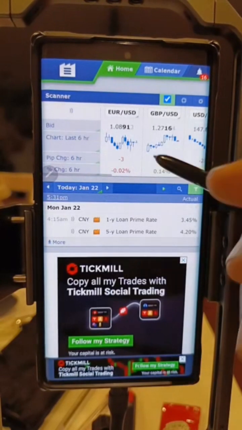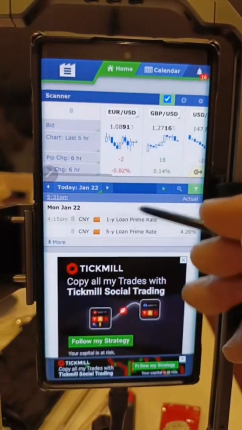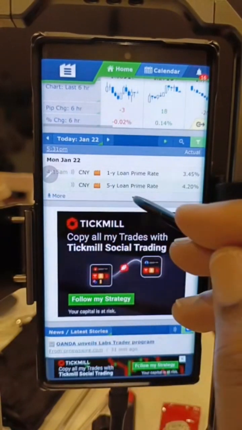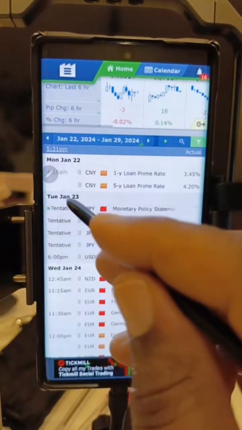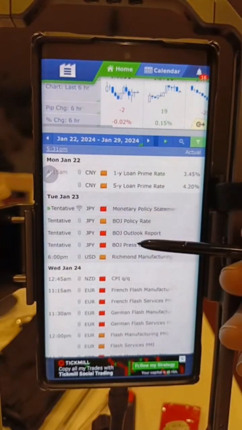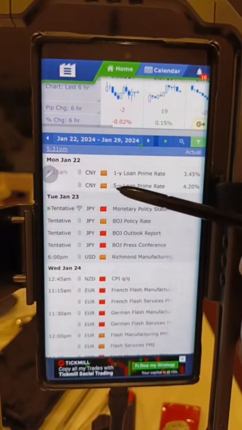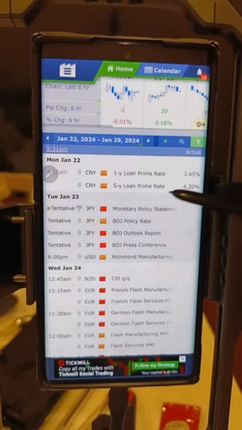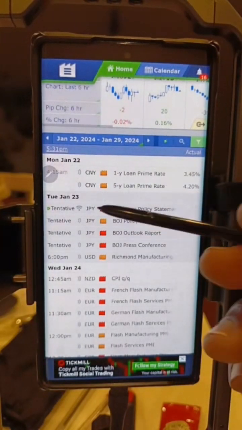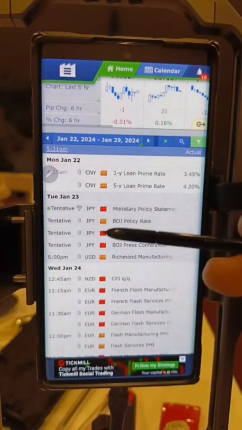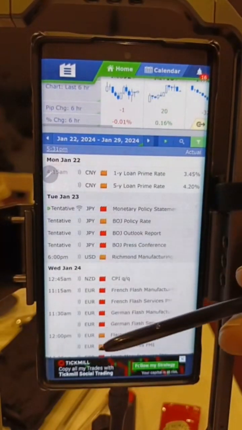Okay, so here you can see today is Monday, correct? So you can see the news. So CNY, China, right? Those are the information that comes out. I'm just showing you the other app which I use to inform me.